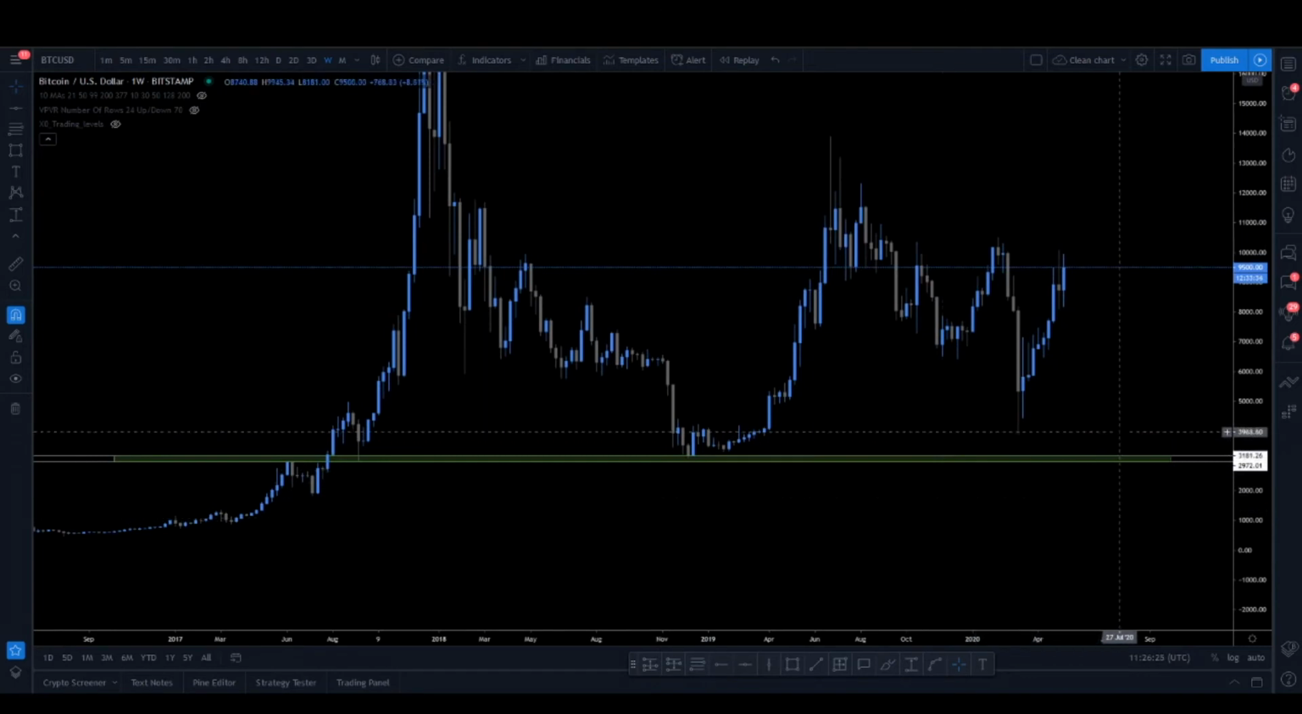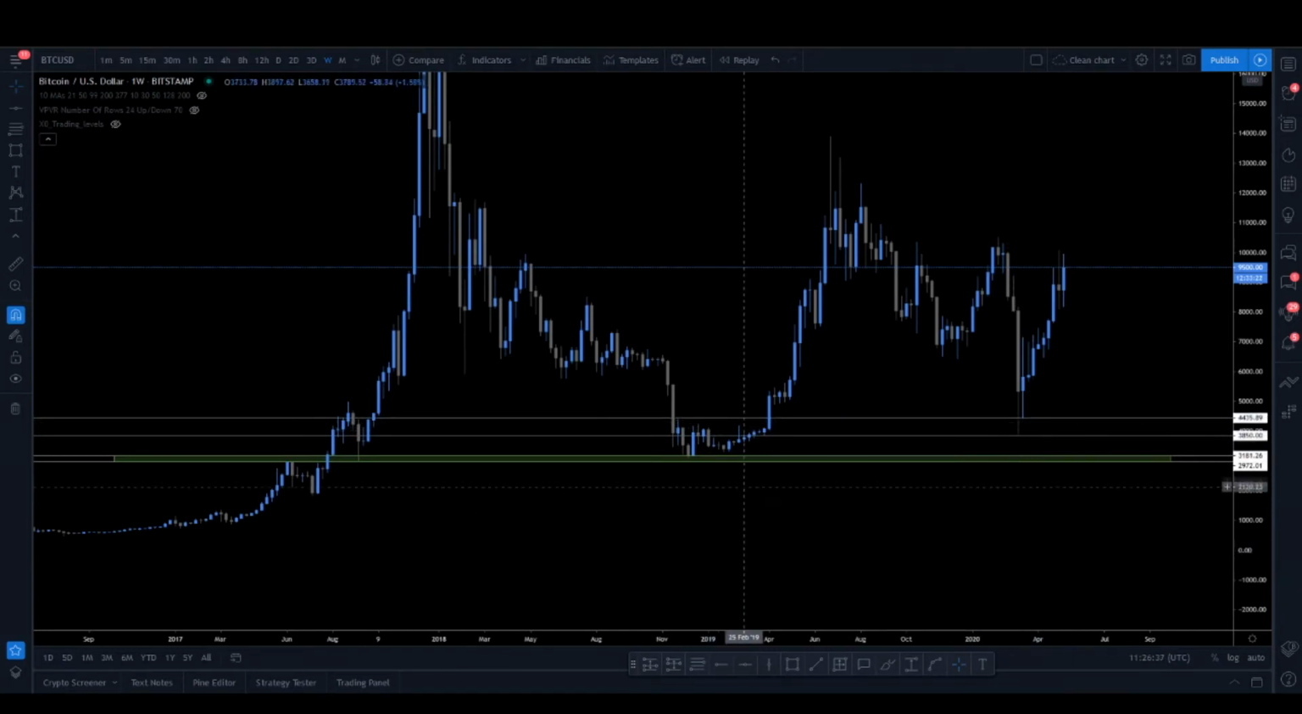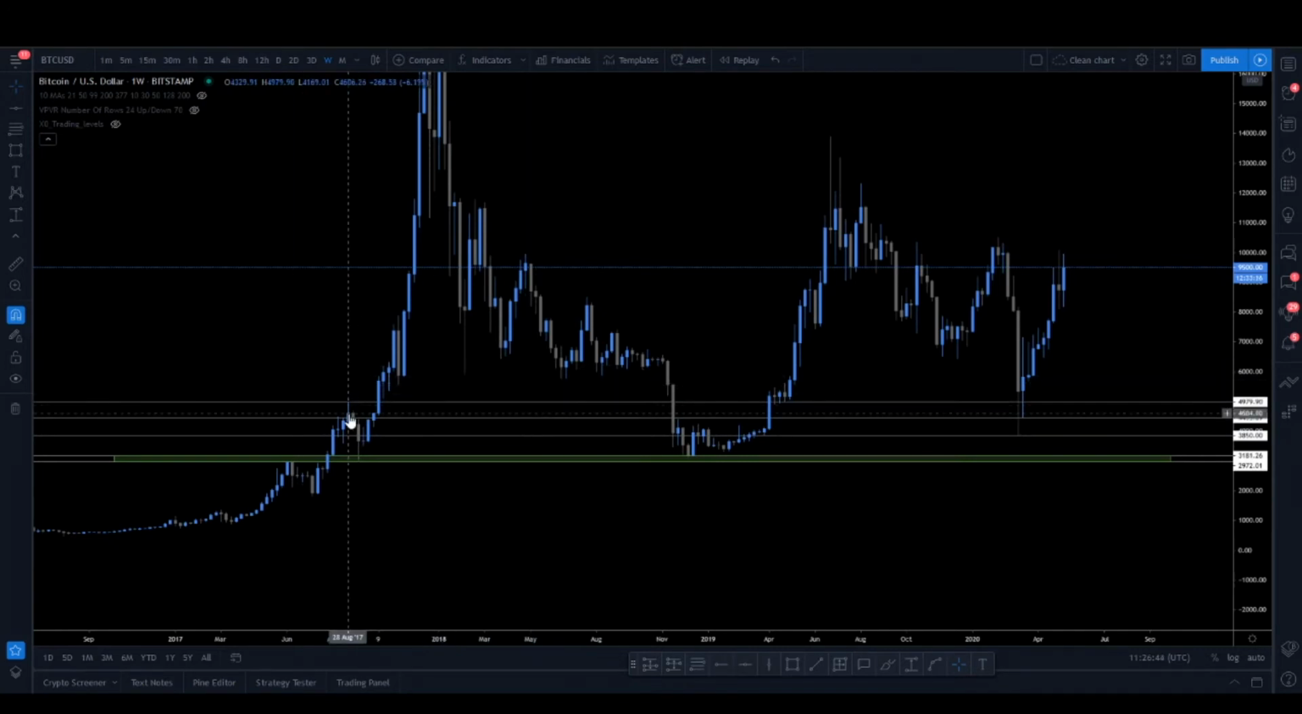Let's move up, and we're going to add some more levels. When going on weekly, I like to use these extremes down here, like this wick here. We'll use the low of this wick. We'll see, do we have an area here? Not really, right? We've got a level here acting as resistance here and support here, so I like that area, right?